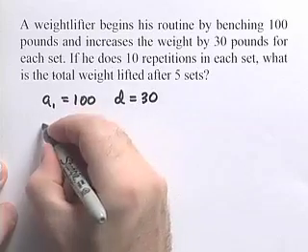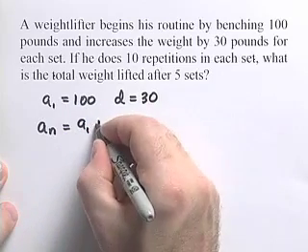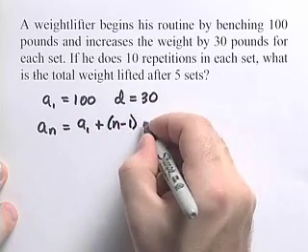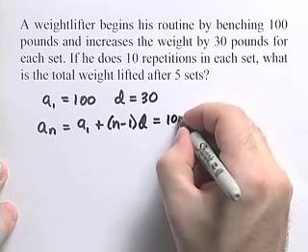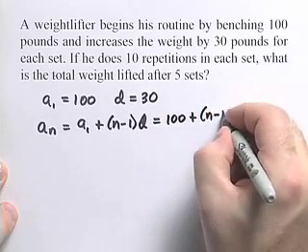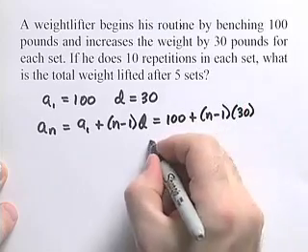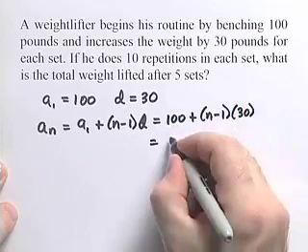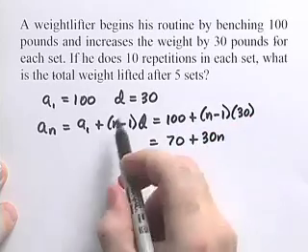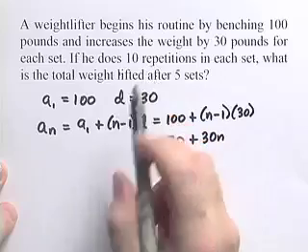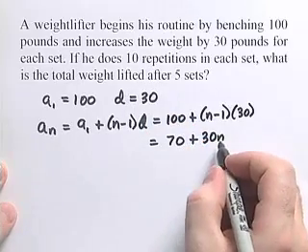So we'll have our general term a sub n, which is the first term plus n minus 1 times the common difference. In this case, it will be 100 plus n minus 1 times 30. So we'll get 100 minus 30 is 70, and then plus 30n. So if there was 1 repetition in each set, the nth term would give us 70 plus 30n.